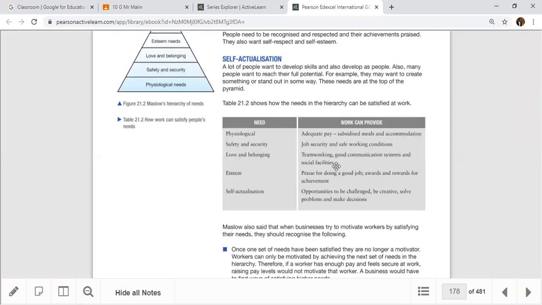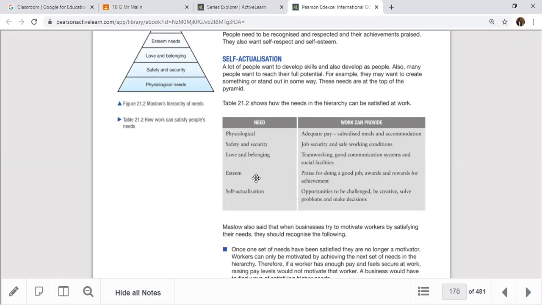It's like job security and working conditions. Because of that, safe working and security we can finish. And love and belonging needs can be satisfied by teamwork, a good communication system, and social facilities. This can be provided for love and belonging.